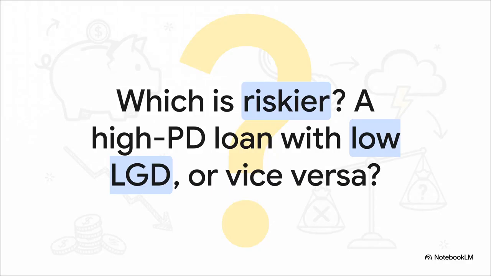So I'll leave you with this question to chew on, using what we've just learned. What's actually riskier for a bank? A loan that's pretty likely to default but is backed by fantastic collateral, which means a really low LGD, or a loan to a super reliable borrower who will almost certainly not default but has zero collateral, meaning if they do, it's a 100% LGD. The answer lies in that simple formula: PD times LGD times EAD.